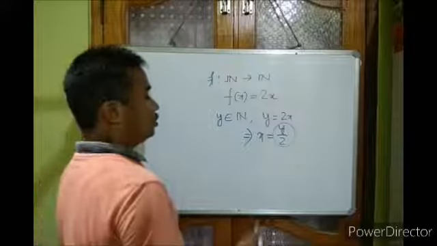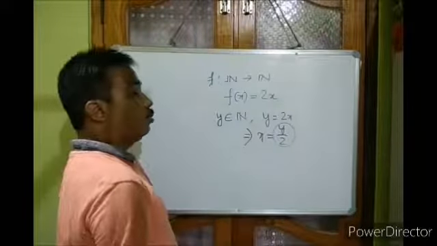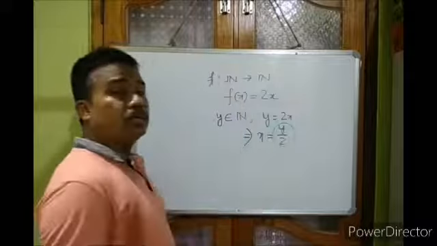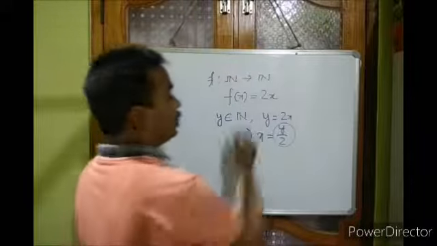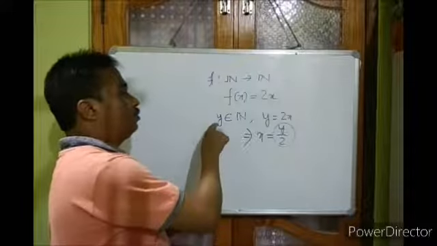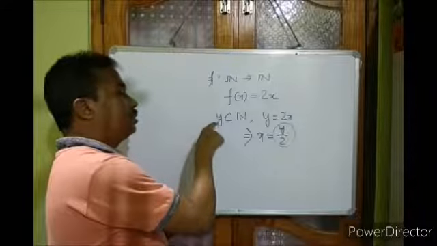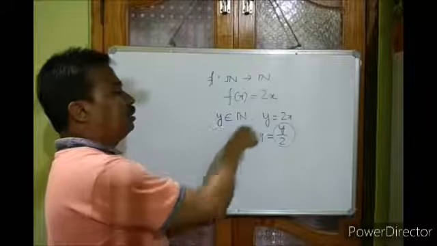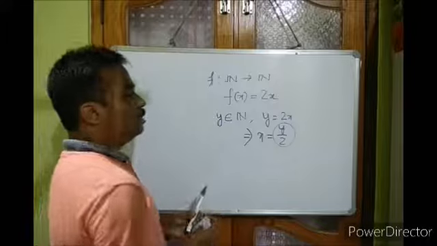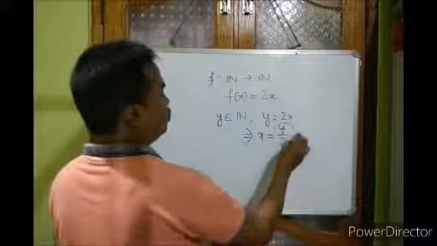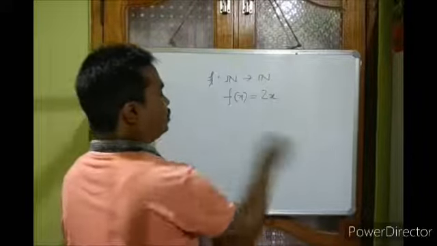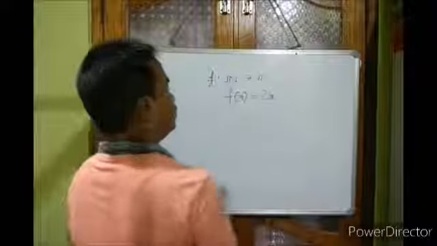No, obviously not. Suppose we take y as an odd natural number, then an odd natural number by 2 is again not a natural number. So it is not necessarily a natural number. So for an arbitrary natural number y, we don't have an x which is again a natural number. So we go for a counter example when the function is not onto.